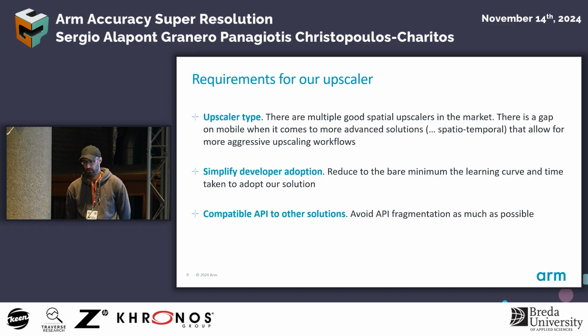So now that we have an idea, what would we do if we wanted to build a new upscaler? The spatial upscaling is already covered, but we feel there is a gap on more sophisticated solutions in mobile, at least. Another requirement we have is that we want an engine-agnostic solution with a very minimum barrier of entry. So we want easy integration, in other words. And the API needs to be compatible with existing solutions, again, for easier integration.